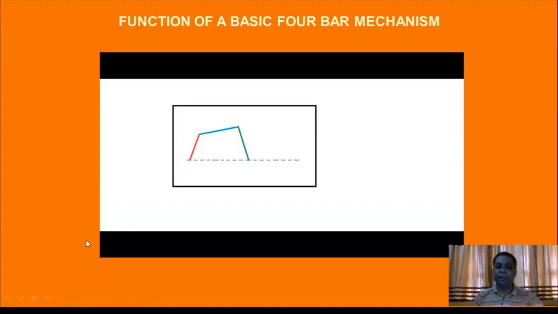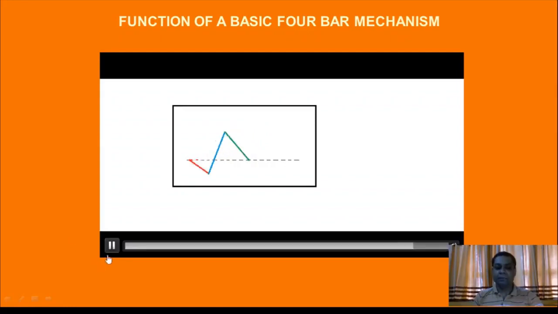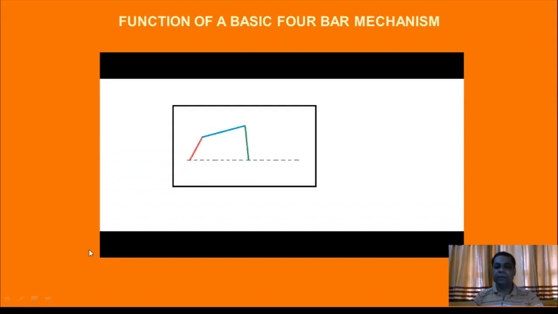If we start the video, we see that it is slowly moving in the clockwise direction. See the movement. We repeat the video. Here all the links are connected and moving, except the first link, the horizontal link.